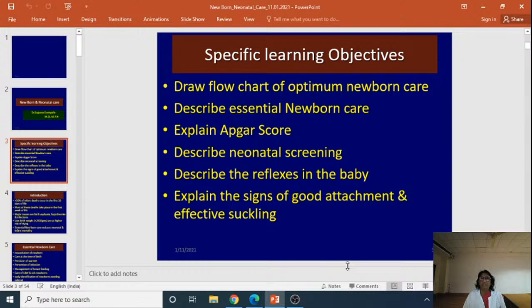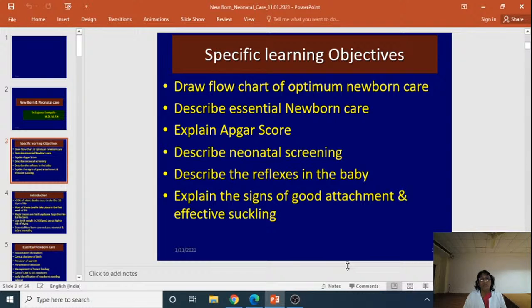Then you should be able to describe neonatal screening. So we screen the child who is born for abnormalities. We will look into it further when we go further. Then you should also be able to describe the reflexes in the baby. What are those reflexes? We'll see later.